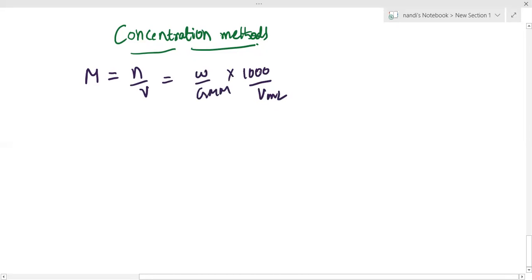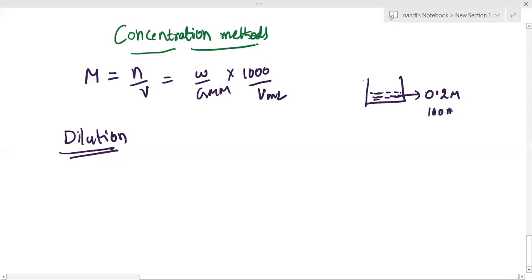Now our question is dilution. What is dilution? Very simple. Suppose there is a salt or acid solution with 0.2 M molarity and 100 mL. By adding 200 mL of solvent, I am adding nothing but water. Will the concentration change or stay the same? 100% it will change.